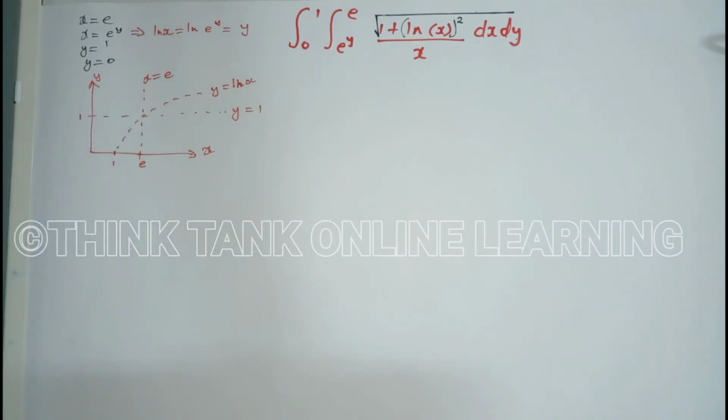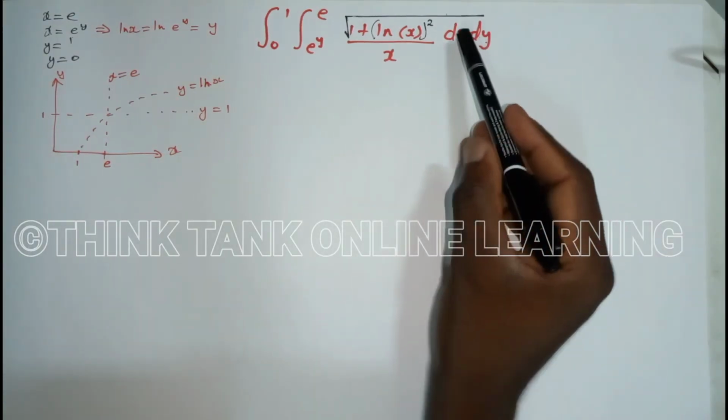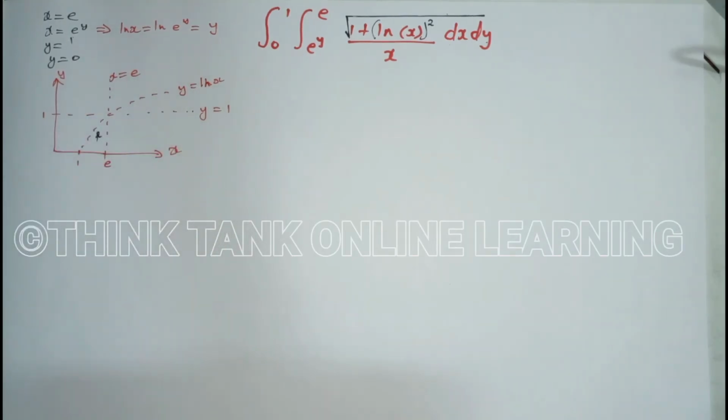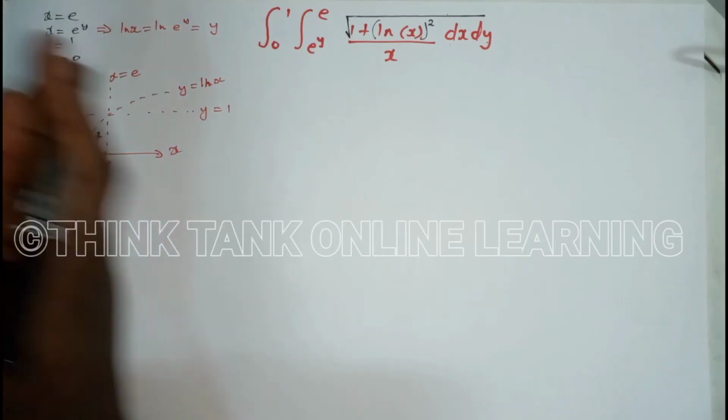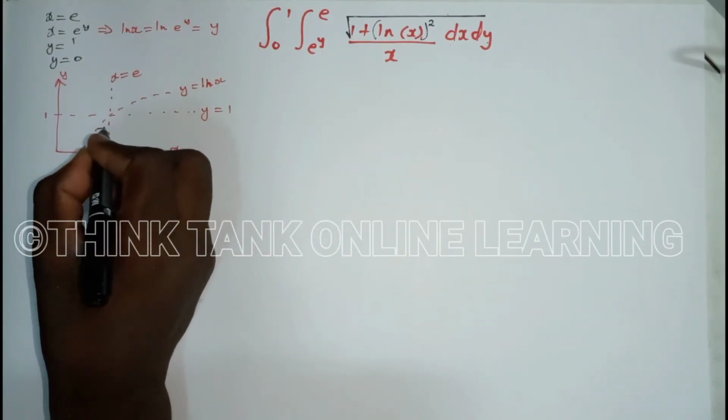Now we're almost there. Remember, in our problem, we're integrating with respect to x. So let me just call this region R. If we're integrating with respect to x, we're moving from this direction to this direction. So we're moving from here to here to here.